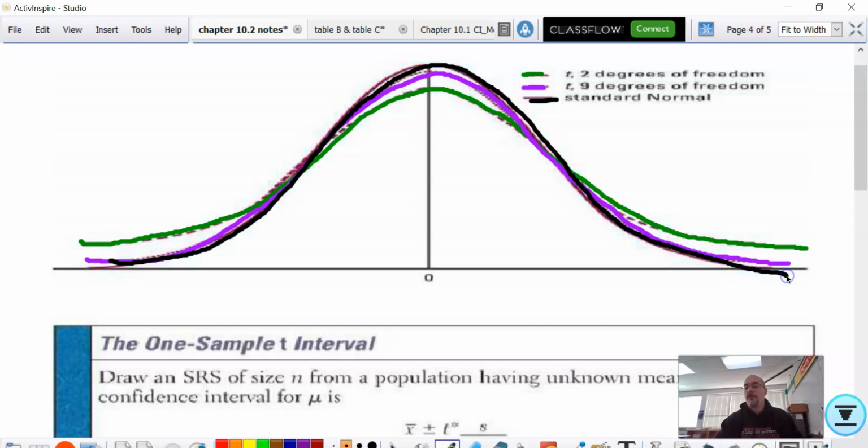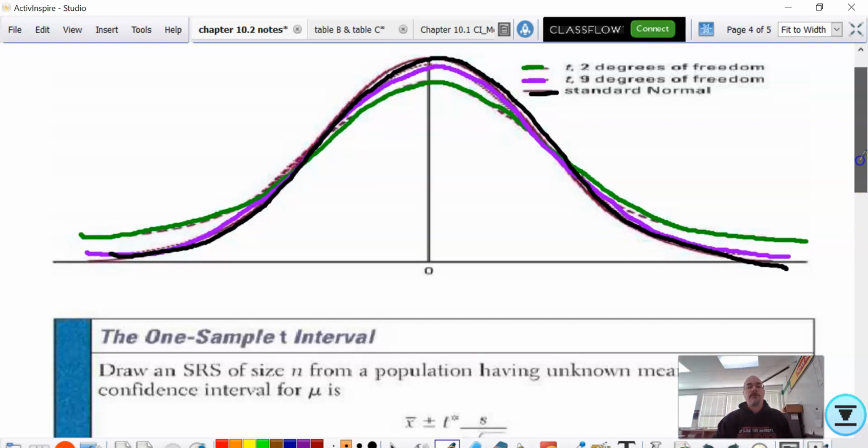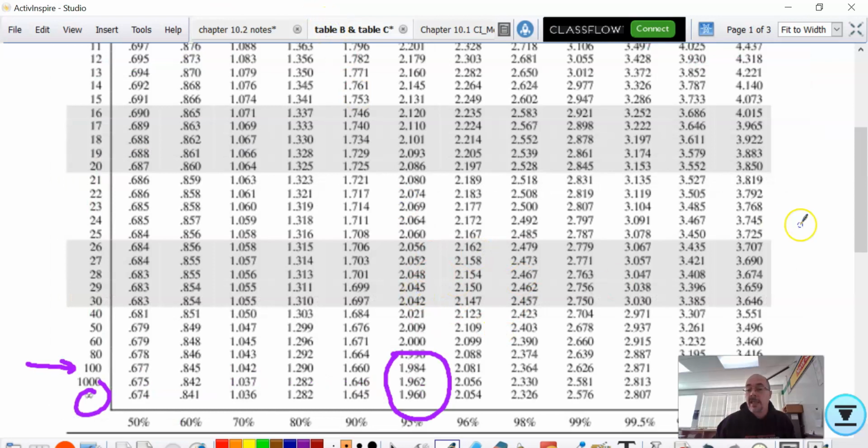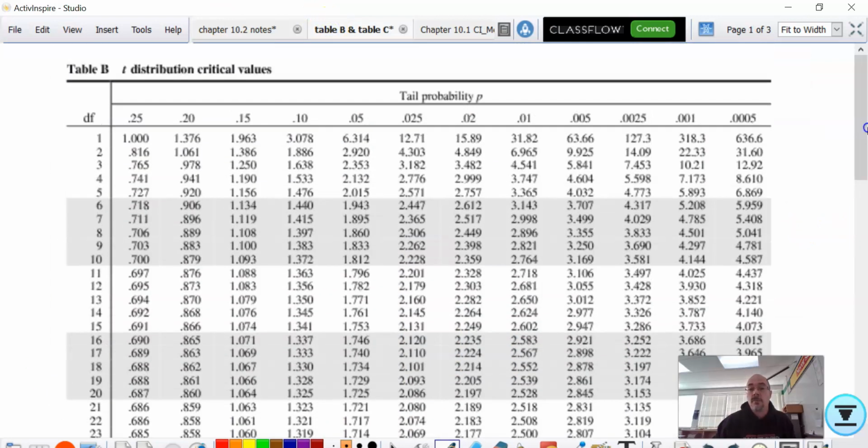So as the sample size gets larger, that is going to approach what the actual normal curve looks like. Okay? Now, here is what our formula looks like for the t-distribution. x bar plus or minus t star times the standard deviation over the square root of n. Now, t again is that critical value that we find in Table B. Again, this is Table B.